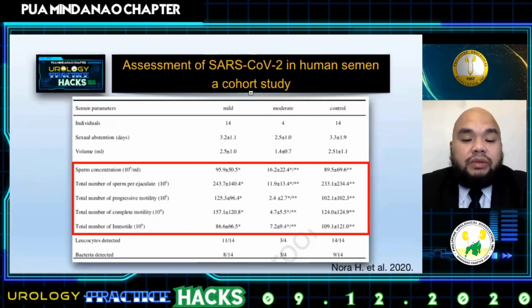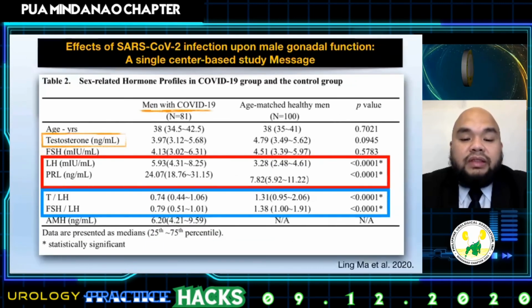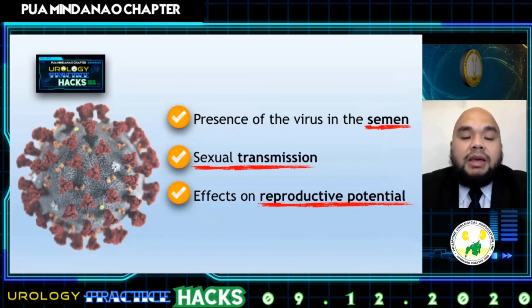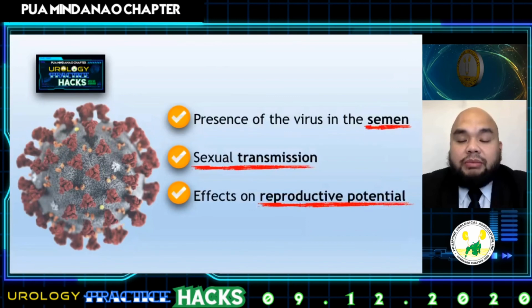COVID-19 is associated with decreased sperm concentration and motility in men with moderate infection. And men with COVID-19 are associated with lower testosterone level and higher LH and prolactin level. But due to small sample size and short follow-up, no strong conclusion can be made, and there are still many unanswered questions. Personally, I believe that the virus can be detected in the semen, it can be transmitted sexually, and it has a negative effect on male reproductive potential.